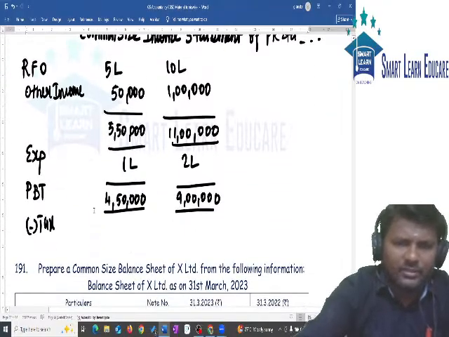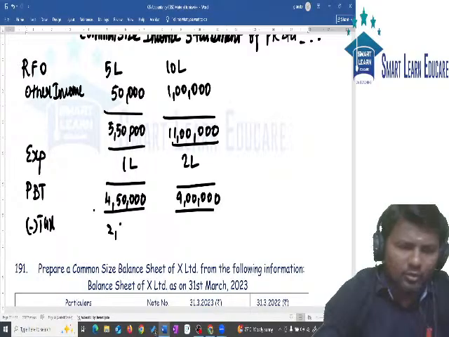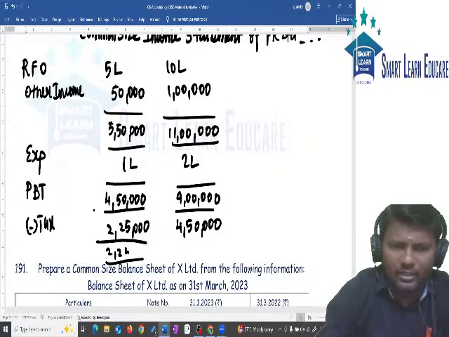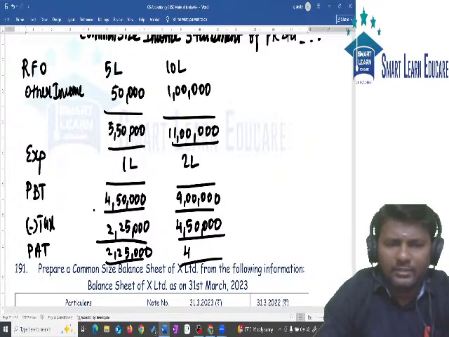Taxes at 50 percentage, 2 lakh and 25,000. Here it is 4 lakh and 50,000. Upon net it is 4 lakh 50 minus this 2 lakh 25,000. This is profit after tax. And here also 4 lakhs and 50,000.